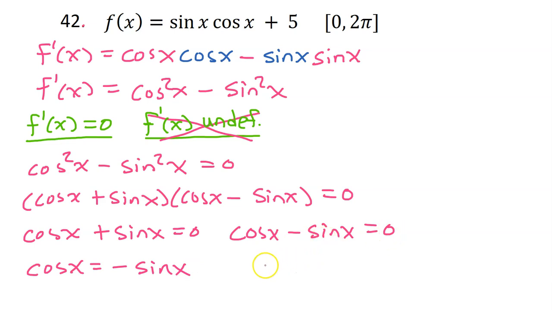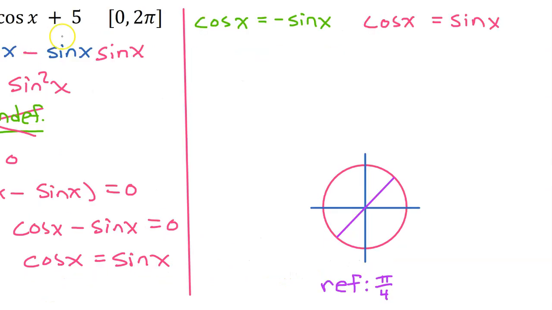And adding sine x to both sides for this one, we get cosine x is equal to sine x. So now we just have to solve these two little equations. Focus on the red equation first. Cosine x equals sine x.